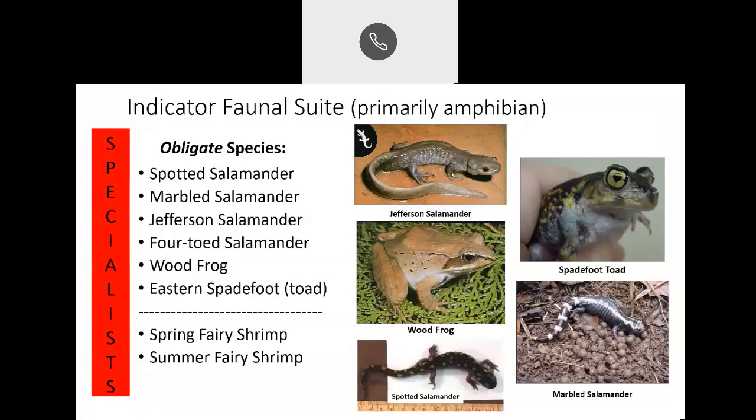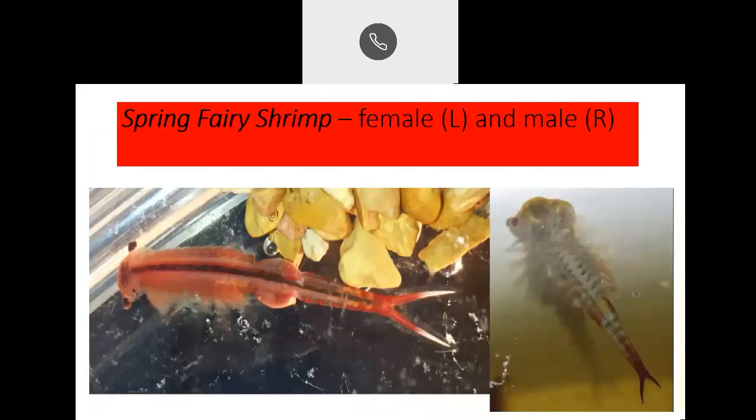but there is also a suite of very specialized fauna. These are animals that we refer to as obligate species. They are indicators of the unique wetland that we call a vernal pool. And these include, in Virginia, 6 species of the mole salamander family, several anurans, and then several species of a freshwater crustacean. Next, please. So this slide says spring fairy shrimp.